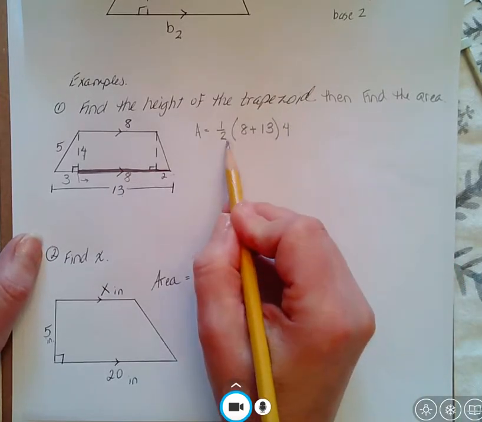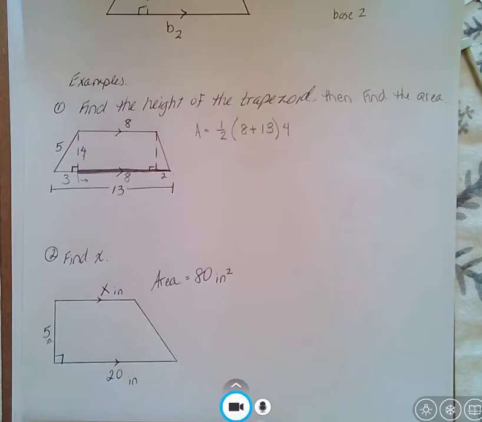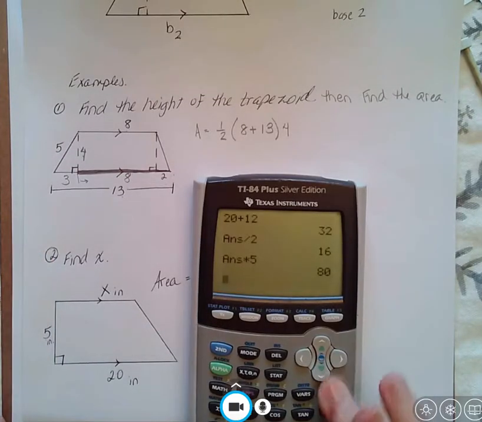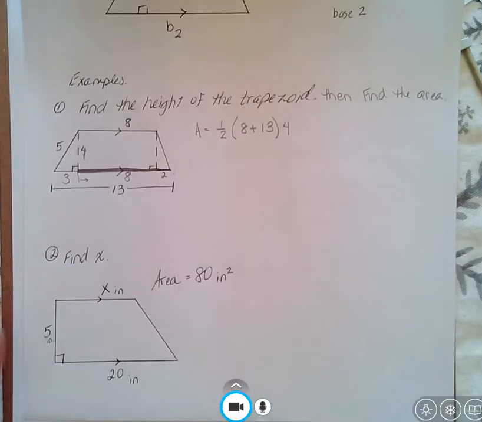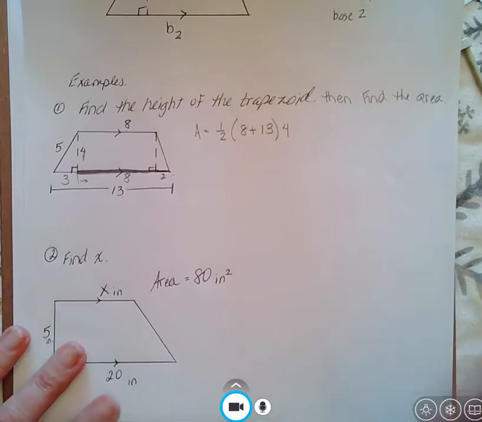So 1/2 times 8 plus 13 times 4. Let's pull out the calculator for that. Okay. So I'm going to do 0.5. That's how I put half in the calculator. Keep it simple. Plus, 8 plus 13. You probably would do that in parentheses, right? And then we're going to times 4. And there it is, 42. Area equals 42.